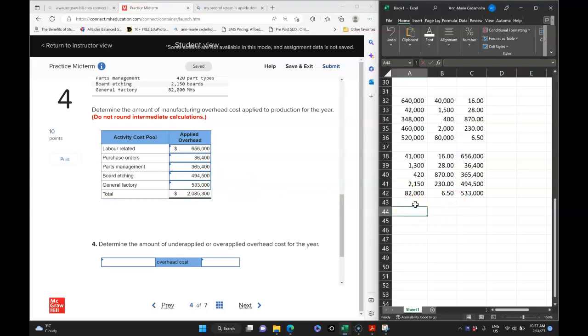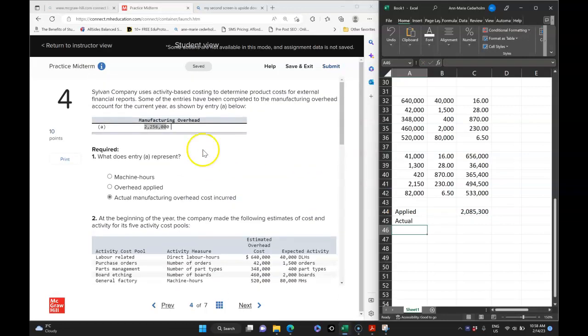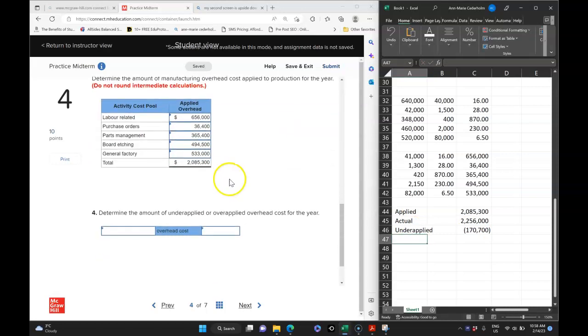Or you can just go like this. If you always take your applied overhead of 2,085,300 and then subtract your actual overhead, which was 2,256,000, then if this number ends up in brackets or a negative, then it's under applied. If it ends up as a positive, then it's over applied. So I'm going to say here that it's under applied by 170,700.